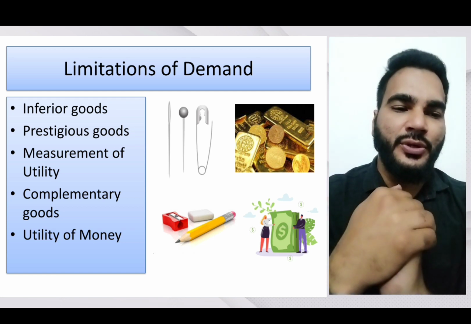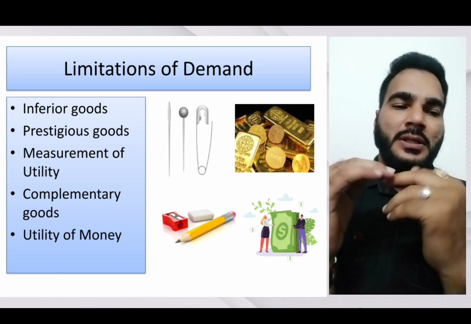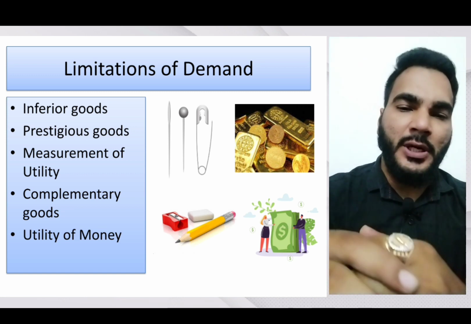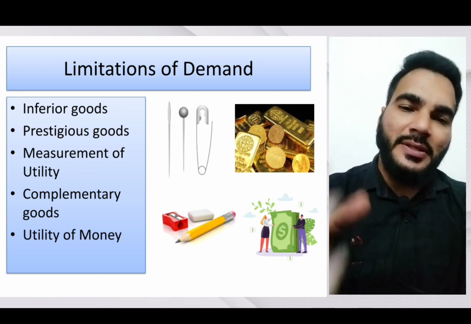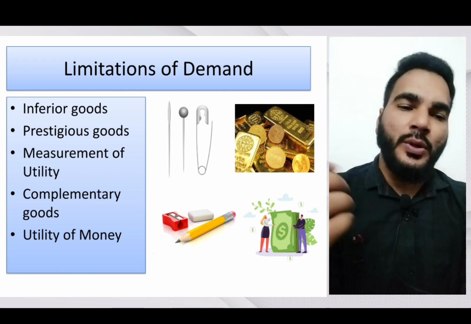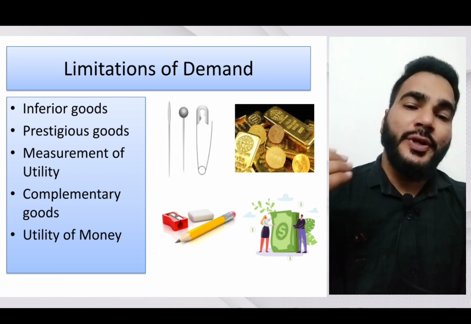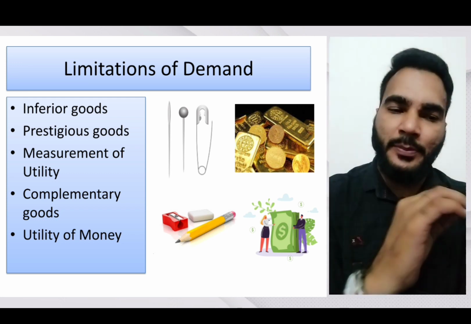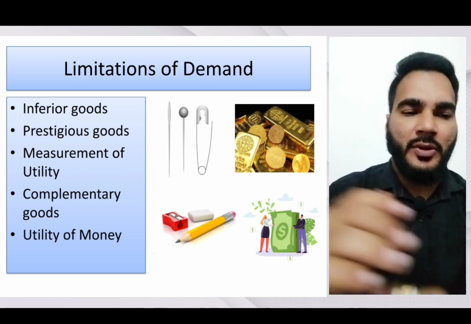Then we have measurement of utility. Basically, measurement of utility means the satisfaction which we get from a product. However, if the utility remains the same, the law of demand won't work. If the price increases and the person is getting maximum satisfaction, that person won't decrease the demand even though prices are increasing.